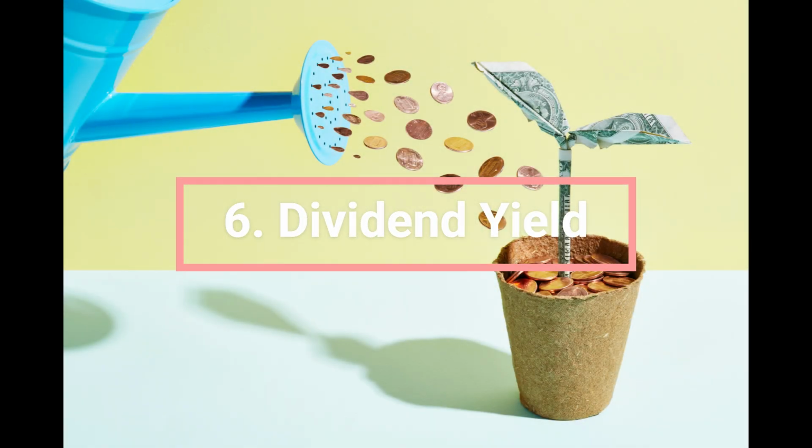Dividend yield is a financial ratio that shows how much a company pays out in dividends each year relative to its stock price. It is calculated by dividing the annual dividend per share by the stock price. A higher dividend yield indicates that a company is paying out a larger percentage of its earnings to shareholders in the form of dividends. Investors often use dividend yield as a way to evaluate the attractiveness of a stock for income generation. However, it is important to consider other factors such as the company's financial health and growth prospects when making investment decisions based on dividend yield.